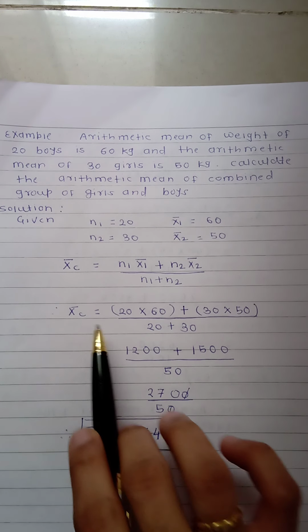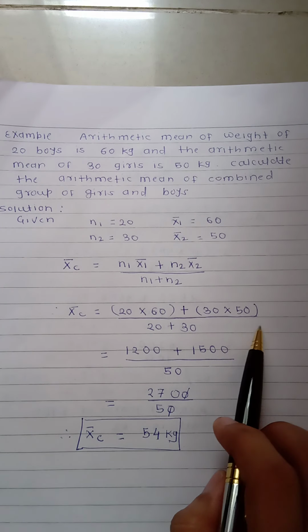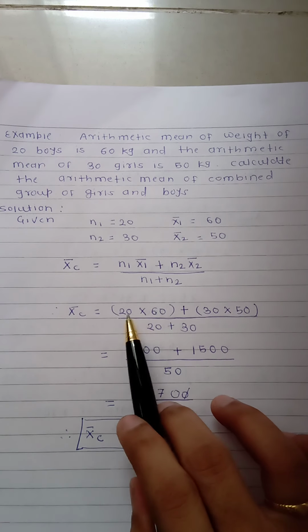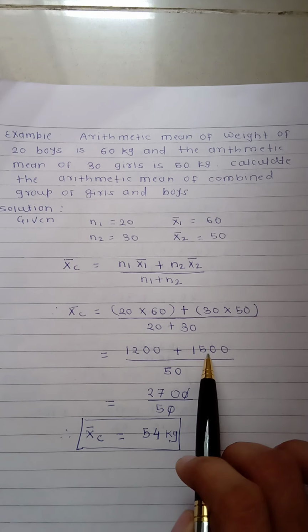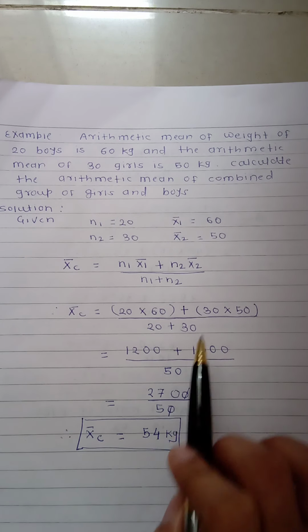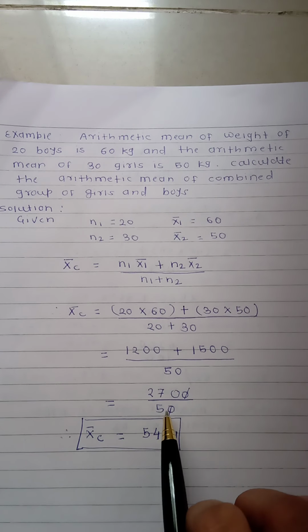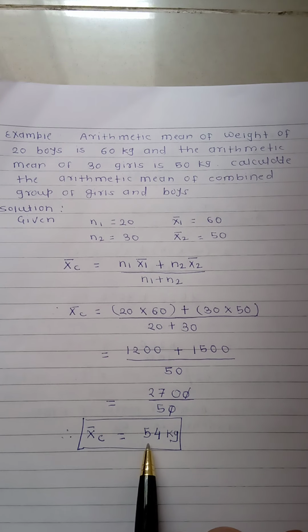Therefore, x bar is equal to 20 into 60 plus 30 into 50 divided by 20 plus 30. After simplification, we get this divided by 20 plus 30 is 50. This plus this is this divided by 50. Therefore, x bar is equal to 54 kg. That is the arithmetic mean of combined group of girls and boys is 54 kg.